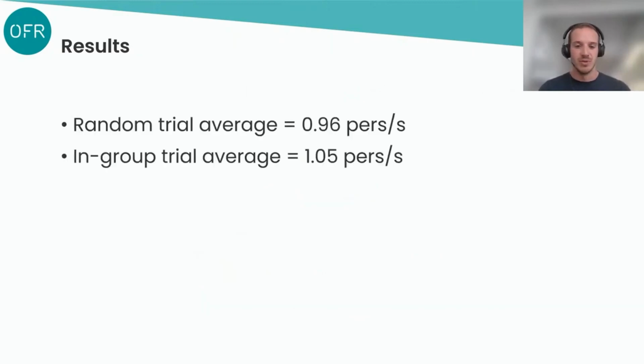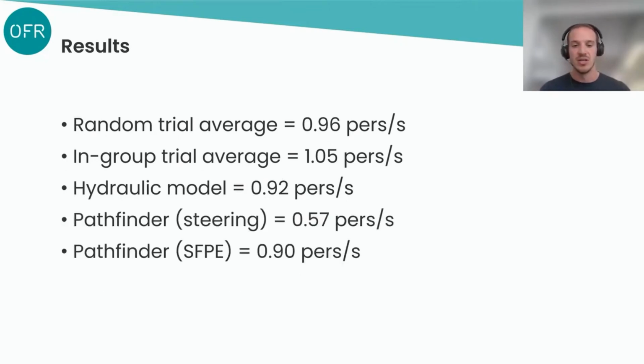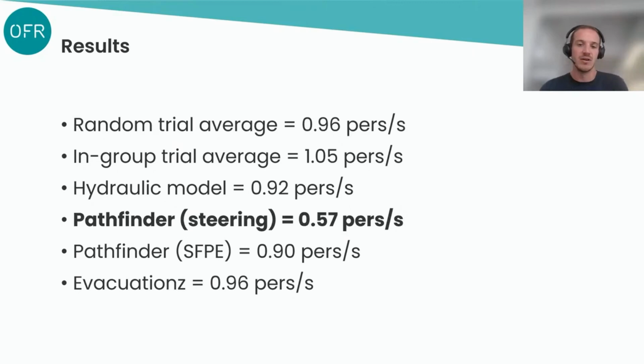Looking at the results in some numbers, we see that the in-group trial average slightly increases over the random group trial average. The hydraulic model, which we just took as half of the calculated unidirectional flow, is in the same range, and then there are the three modelling results shown there. So 5 of the 6 of these yield comparative results for the counterflow rate, ranging from 0.9 to 1.05 persons per second. But then there is that one outlier that we discussed previously.